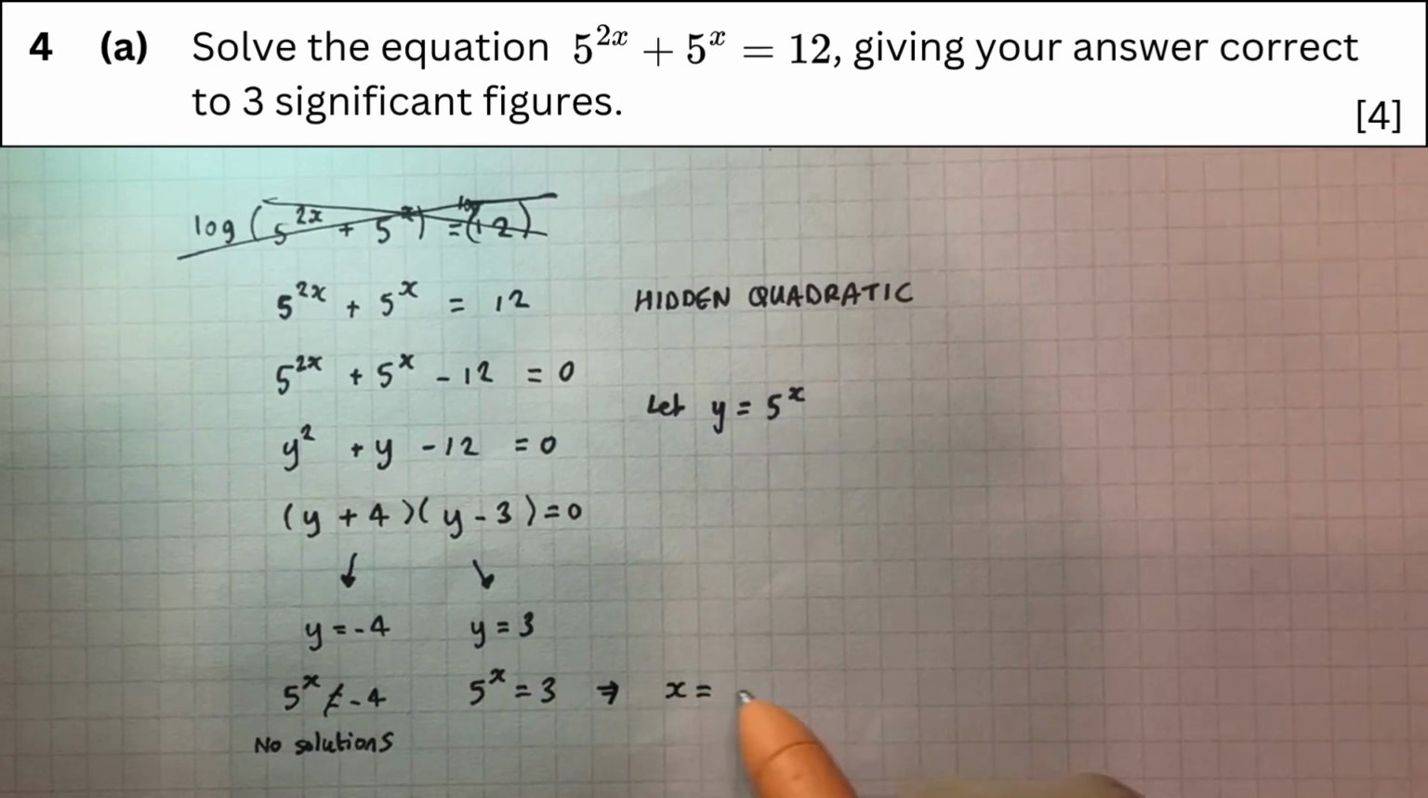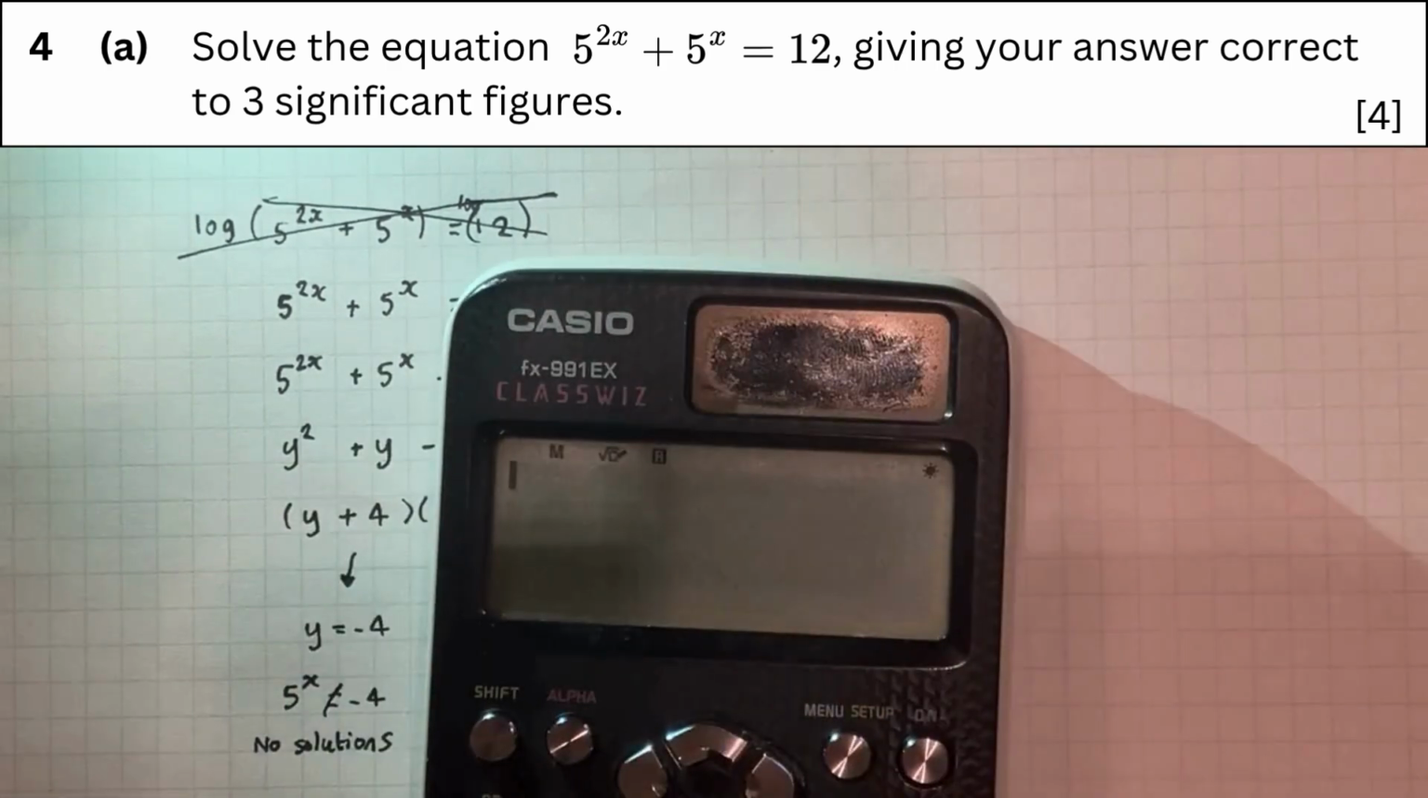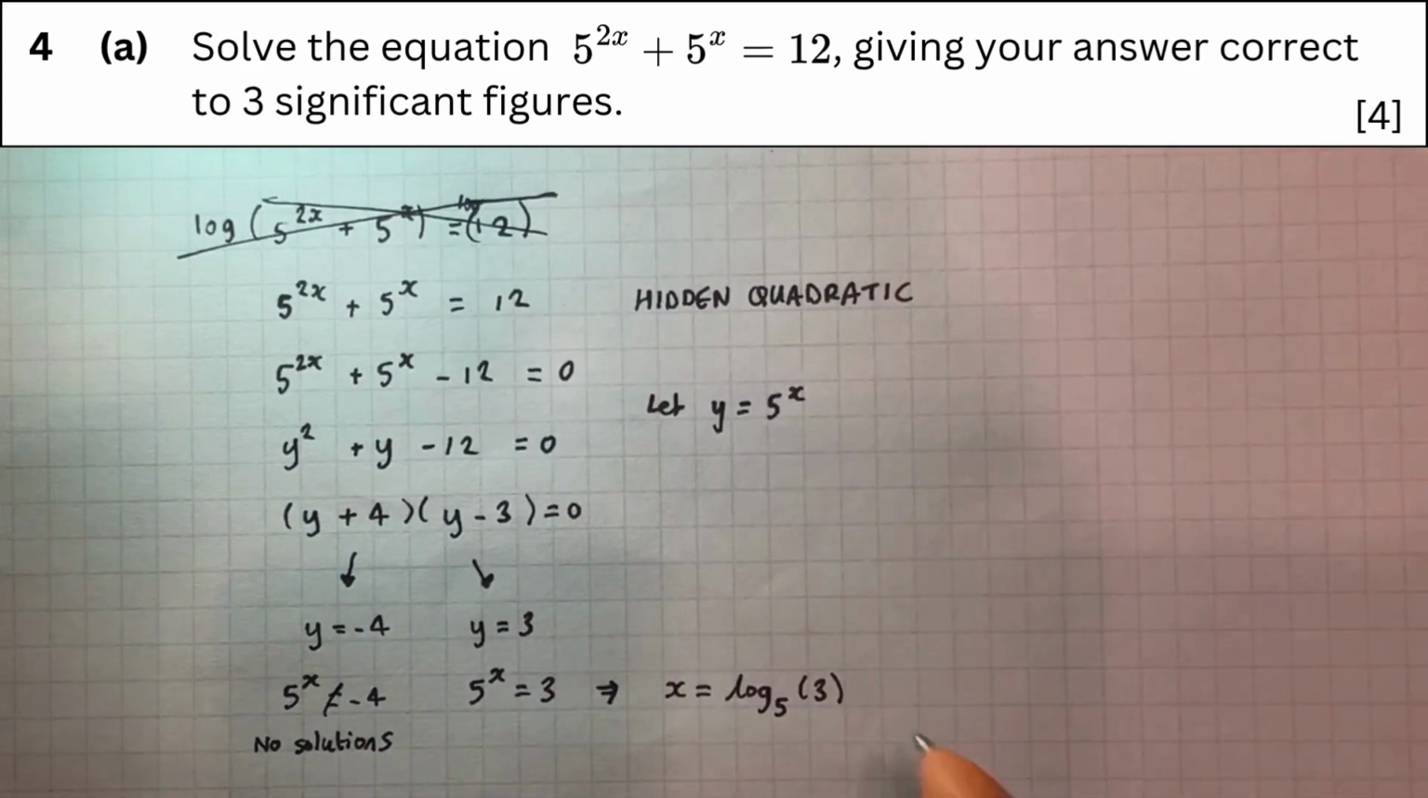We can use a law of logarithms to rearrange this to get x is equal to log to the base 5 of 3. On some questions you can stop there, but this one wants it to 3 significant figures, so I'm just going to type it in on the calculator to get 0.6826061945 or 0.683 to 3 significant figures.